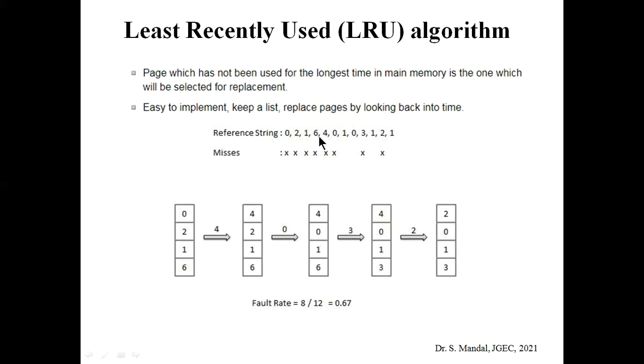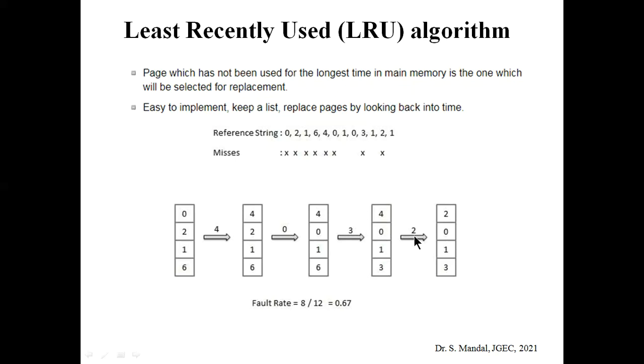You can see that page 0 and page 1 were already used in the earlier reference strings, whereas 6 has not been used for the longest amount of time. So obviously 6 will be replaced by 3. So now the content is 4013. Next, 1 is already present in the main memory, so there is a hit.